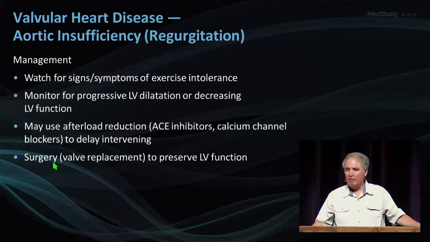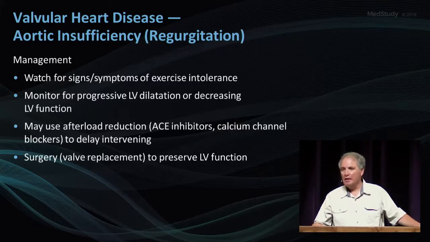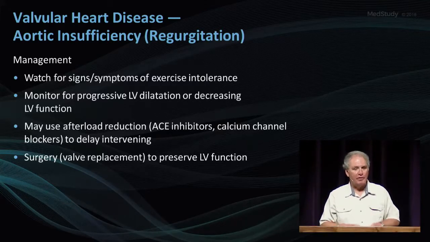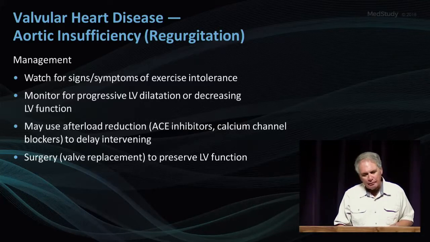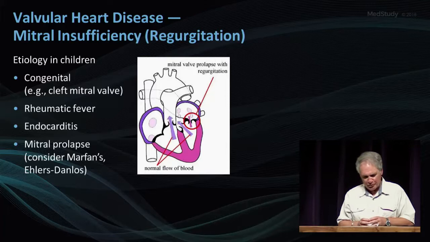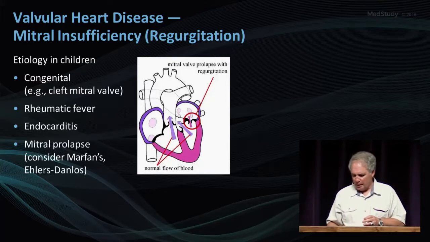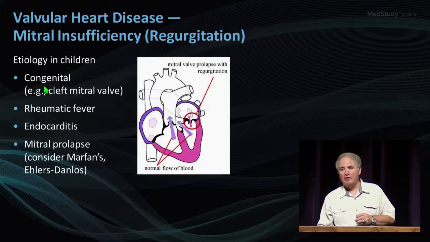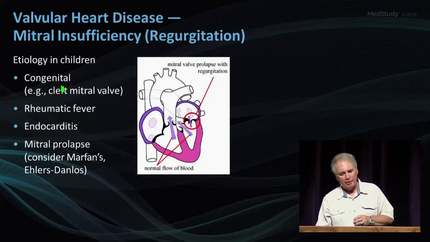So if the child is symptomatic or left ventricular function is deteriorating, surgery to relieve the aortic insufficiency. Kind of a similar story with mitral insufficiency, but let's talk about it a little bit. What are the etiologies of mitral valve insufficiency in children? Congenital. Some babies are born with a cleft in the mitral valve.